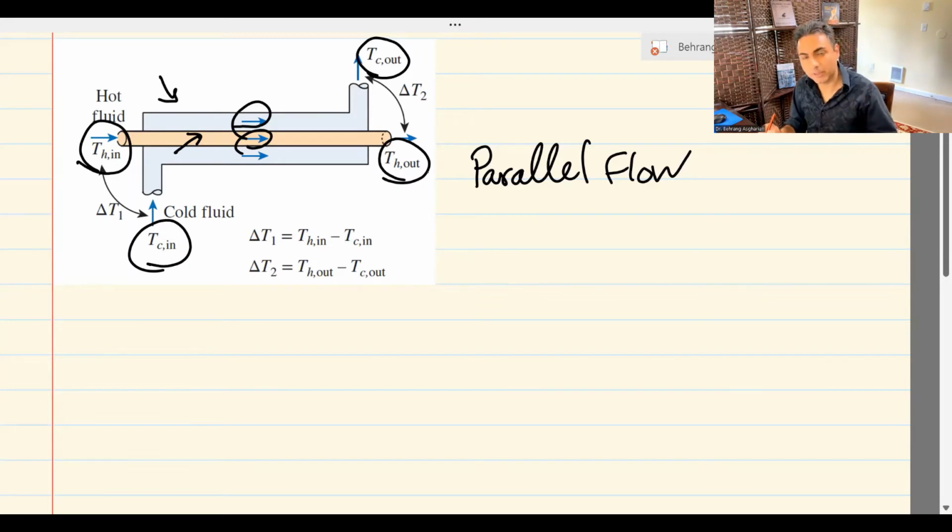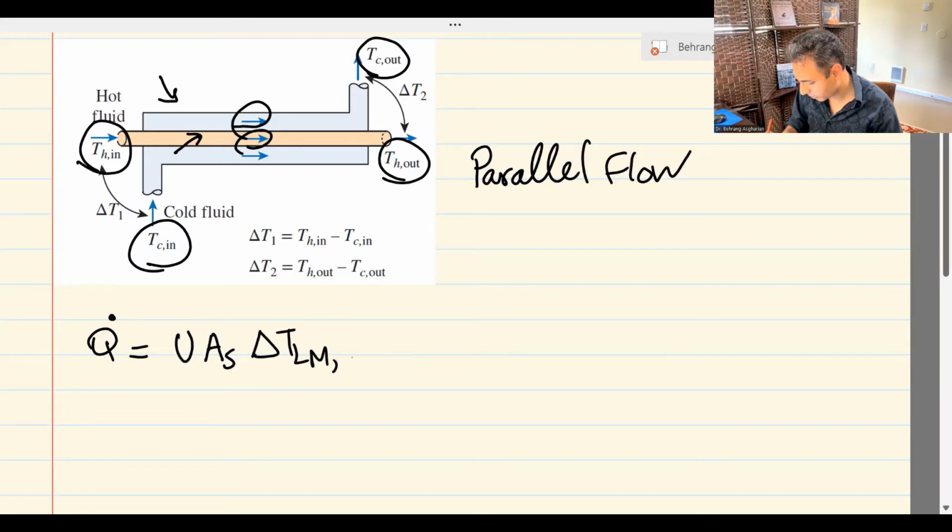So this is a parallel flow double pipe heat exchanger. Now, the general equation for Q dot of parallel flow heat exchangers is U times A_s times delta T_LM of parallel flow. The overall heat transfer coefficient times the contact surface times the LMTD, log mean temperature difference, for parallel flow. How do we define the log mean temperature difference for parallel flow?